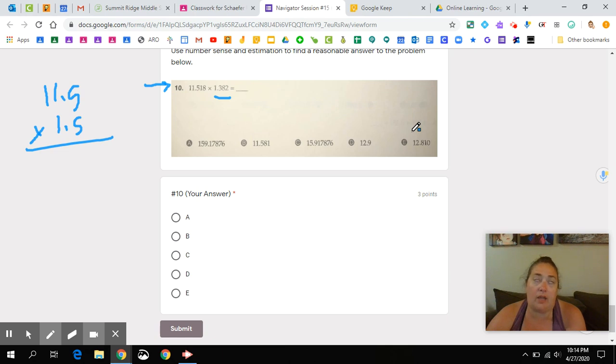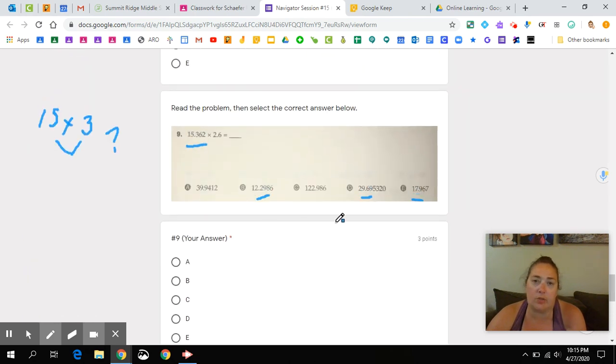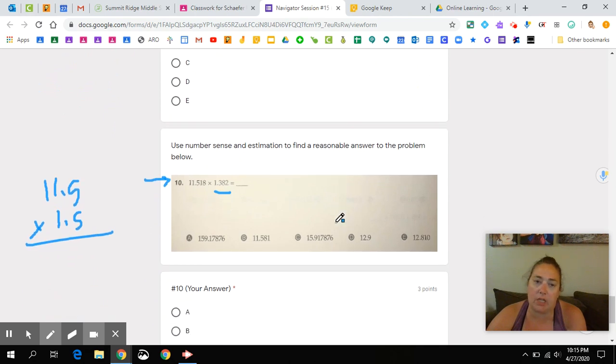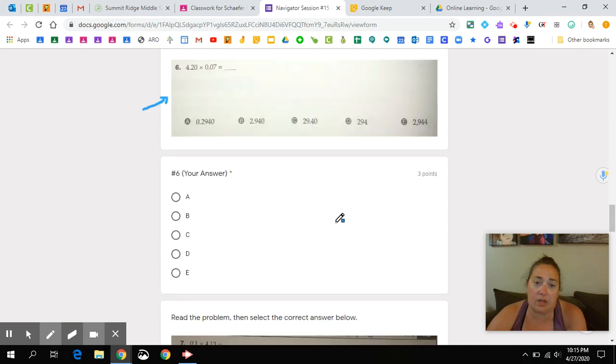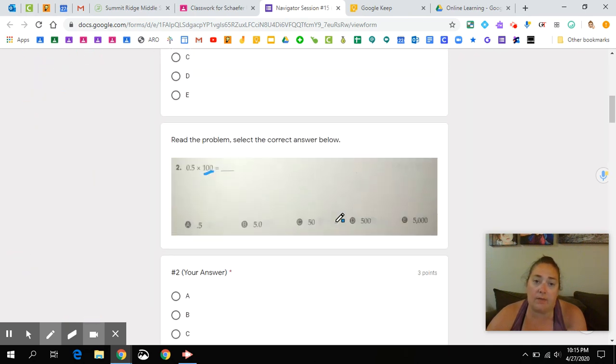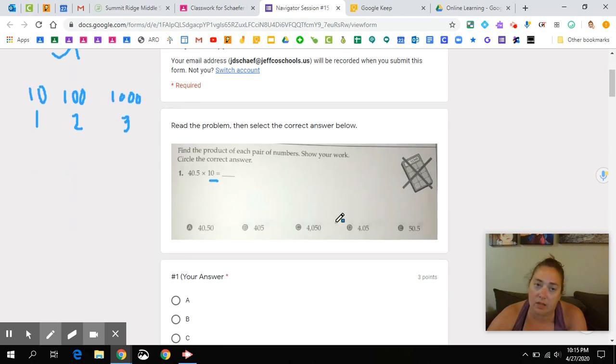That would be an absolutely good idea to try and eliminate some options and make your life way easier by using estimation to solve instead of having to go with these really, really big multi-digit multiplications. So specifically for those last two problems, think about how can you use estimation to make your multiplications easier, okay? Okay, so that's it for this checkpoint quiz. Lots of multiplying with decimals, a little bit of multiplying with powers of 10.